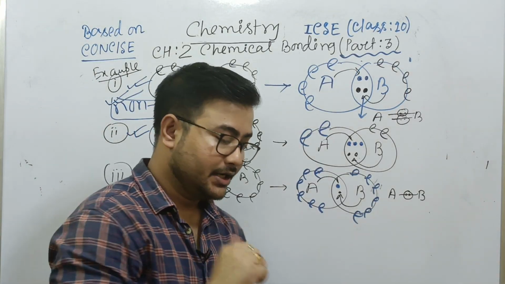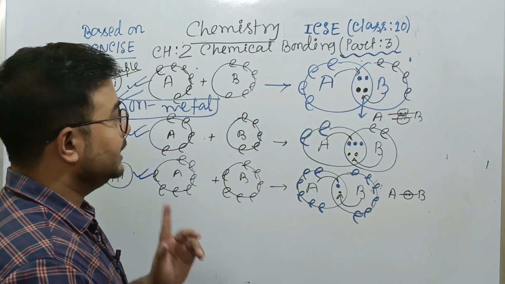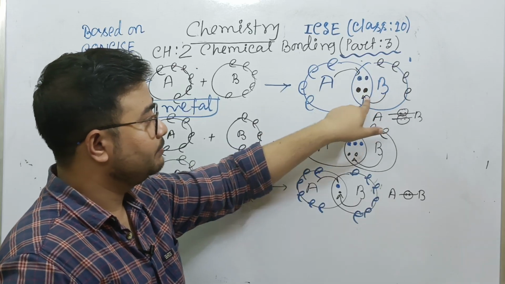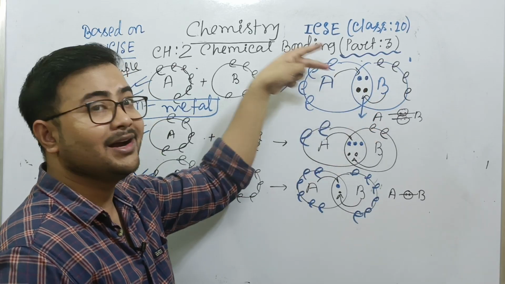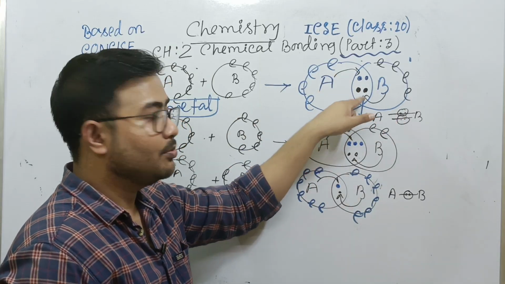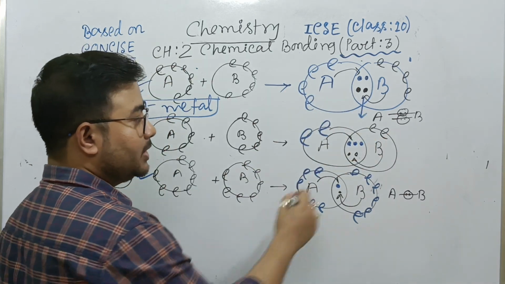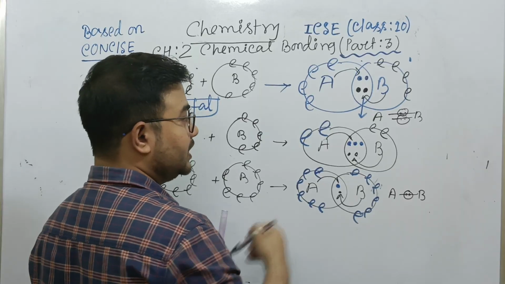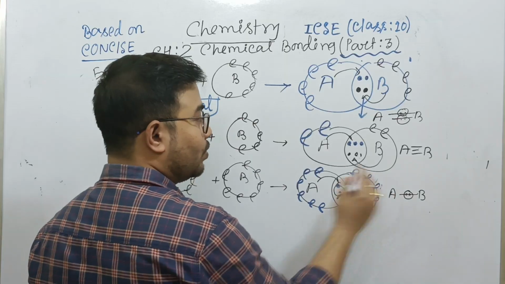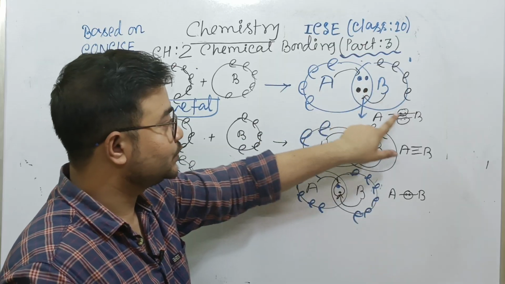Do you understand? Now another important concept. Tell me here how many electrons are donated by A? 2, and B also 2. So how many pairs? 2 pairs. Each pair forms one bond, so 2 pairs means 2 bonds. Here how many pairs? 3 pairs, so 3 bonds. Here how many pairs? 1, so 1 bond.